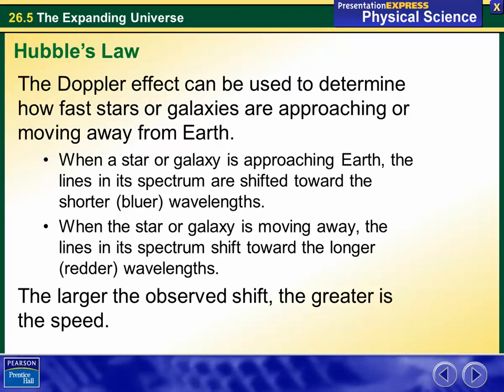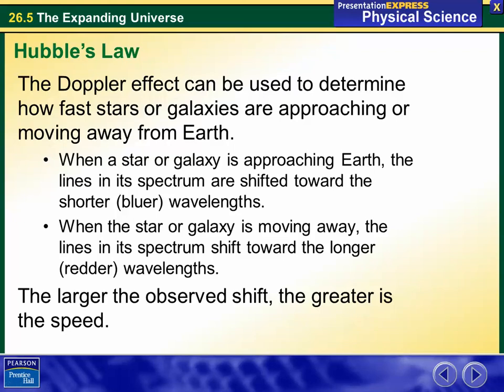When the star or galaxy is moving away from us, the lines shift towards longer wavelengths. So again, just as with the siren, there's more time in between the rise and fall of the siren as it's going away. Red wavelengths work the same way in interpreting our eyes. The red wavelengths are longer. There are not so many rises and falls. The rises and falls are more spread apart, so when things are moving away, they appear to be red. So the larger the observed shift is, the greater the speed.